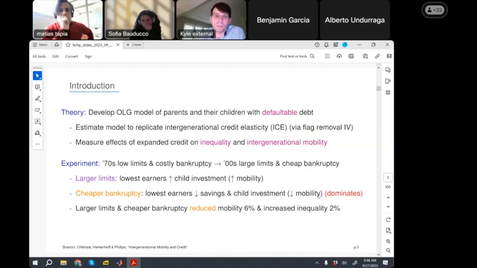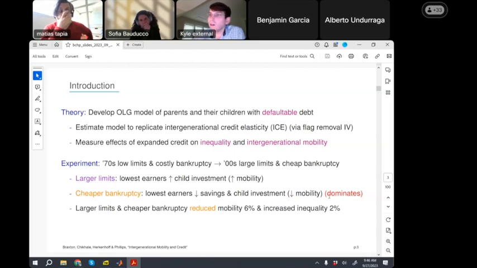Quantitatively in these models, the cheaper bankruptcy dominates. In the larger limits, cheaper bankruptcy in the 2000s actually reduced mobility. So this is very counterintuitive if you're just thinking, well, credit is the great equalizer and allows for the democratization of access to capital markets. What this does is puts upward pressure actually on inequality.